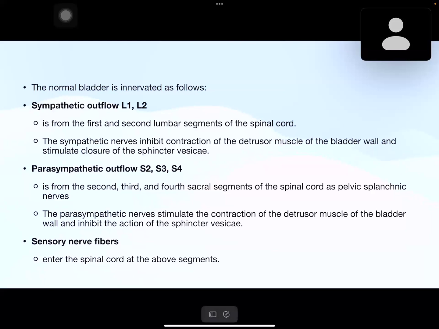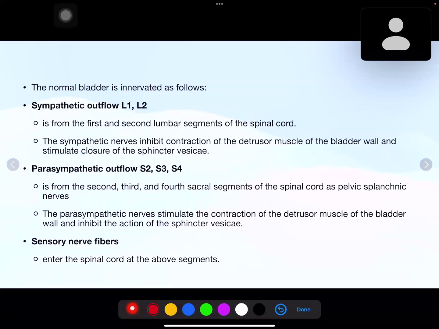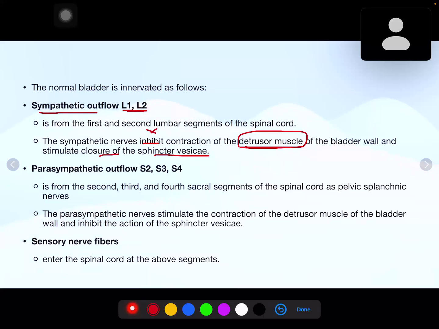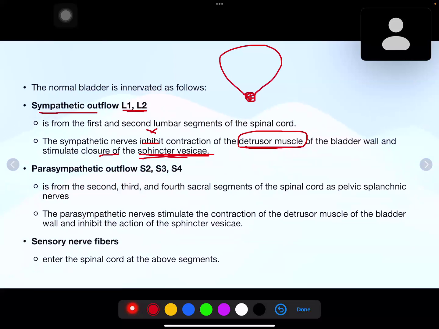This carries the sympathetic and parasympathetic nervous innervation to the detrusor muscle and the sphincter vesicae. When the sympathetic system is activated, micturition is inhibited, because the detrusor muscles are not contracted, they are inhibited. And this is the bladder, and at the neck is the sphincter vesicae. This sphincter is also closed under sympathetic innervation.